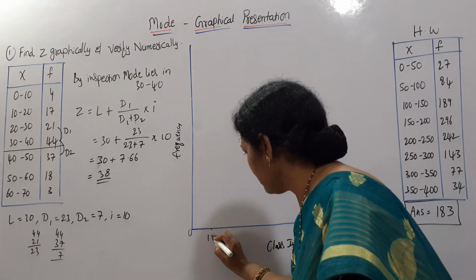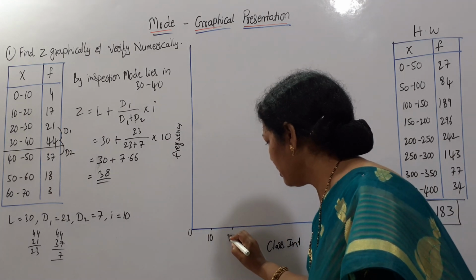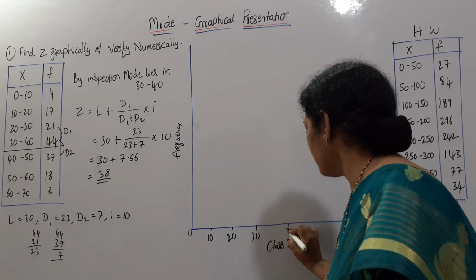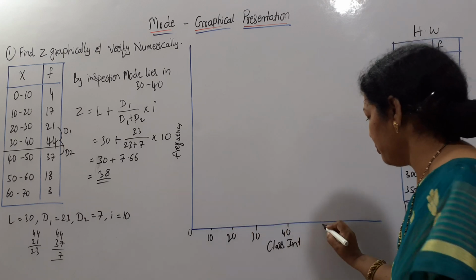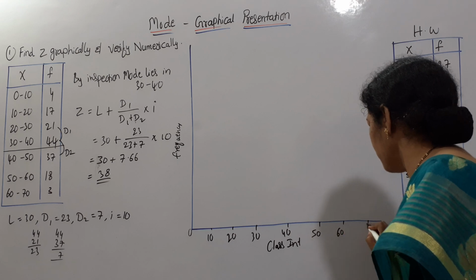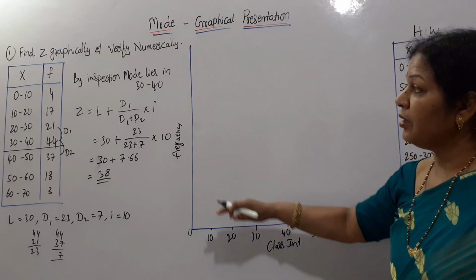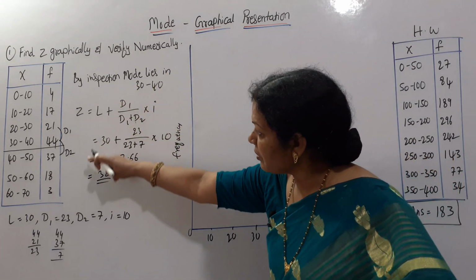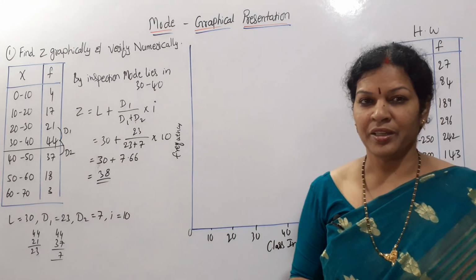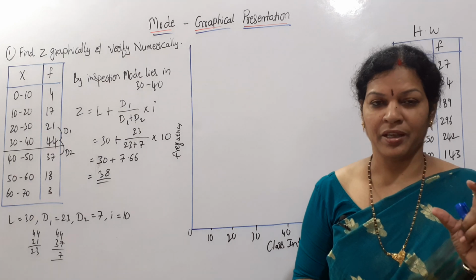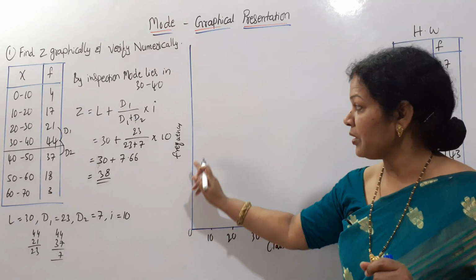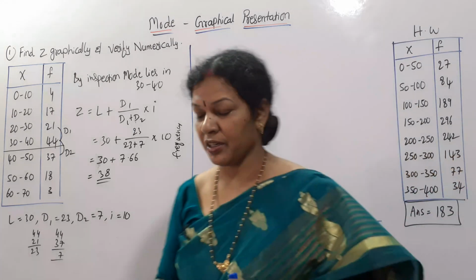So 0 to 10 will first identify 10, 20, 30, 40 up to 70, 50, 60 and 70. On frequency side, minimum number is here 3, maximum is 40. Okay. Again I want to take 10 as 1 centimeter. So I will start with 0, 10, 20, 30, 40, 50 like that.